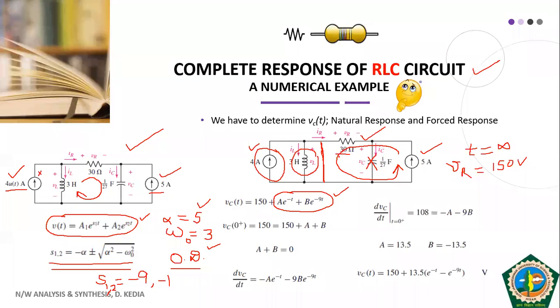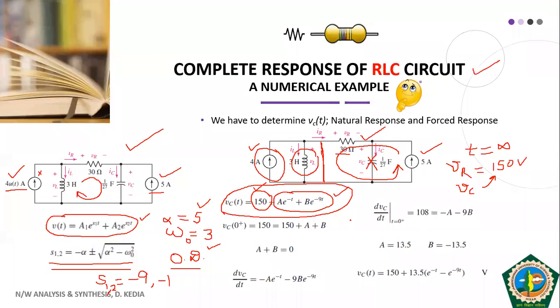Okay. And if you apply KVL, then this VR is nothing but it is equal to VC. So your VC will also come out to be 150 volt. So your forced response, that is voltage across the capacitor at t equal to infinity, will come out to be 150 volt. Okay, so your complete response becomes 150 plus A e raised to power minus t plus B e raised to power minus 9t. So this is, you can say, part one of our circuit that we have just seen.